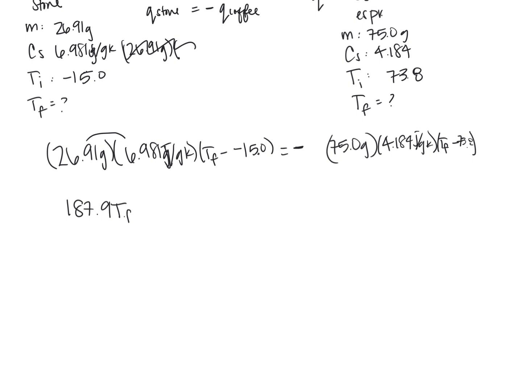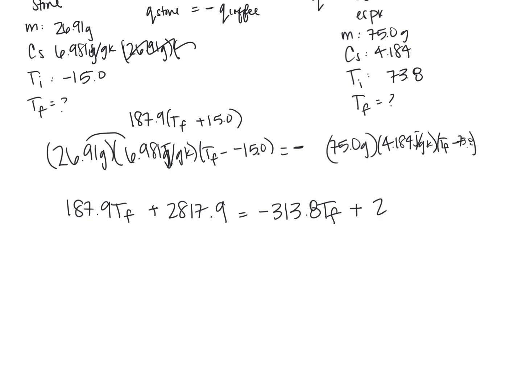So I have 187.9 Tf plus, because a negative times a negative is positive, 2817.9. So what I did is 187.9 times Tf plus 15.0. And I've increased the number of significant figures just to make the math a little bit easier. So we're going to do the same thing on the other side, and I got negative 313.8 Tf plus 23,158.4.